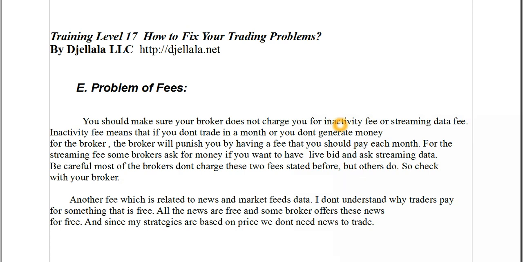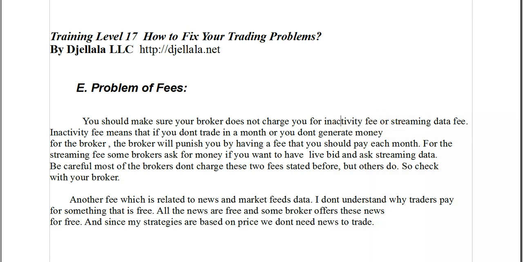What does inactivity fee mean? It means, for example, that each month you don't do a lot of trades or you don't trade at all, and you find that your broker charges you $10 or $20 or $50, or whatever the fee is, for each month. And you don't know. You stay with this broker 1 year, 2 years, 5 years, 6 years, and he's taking your money without you knowing.